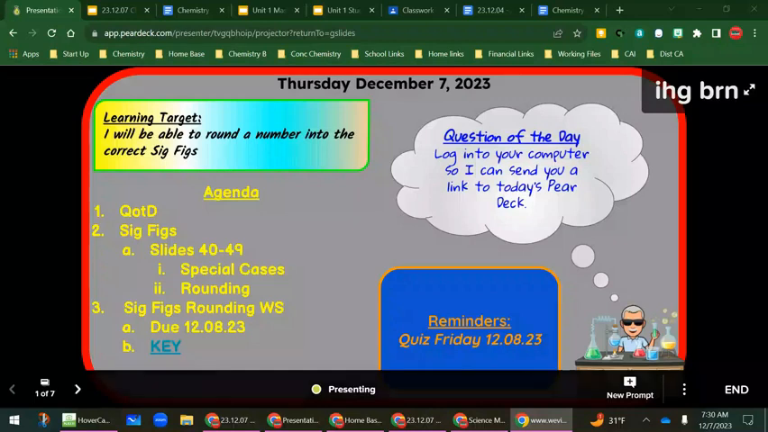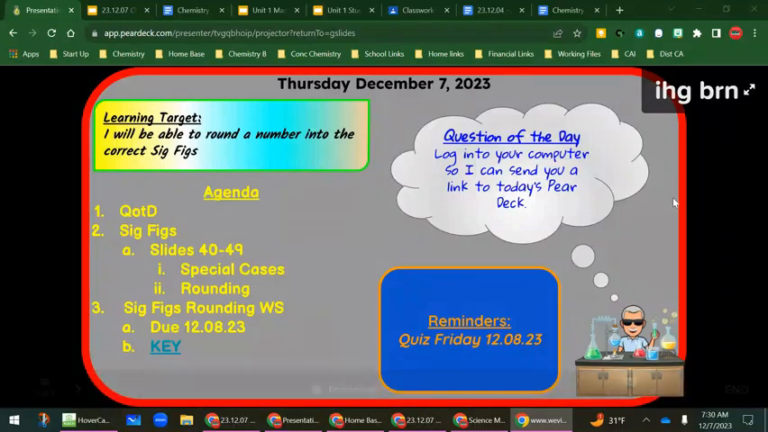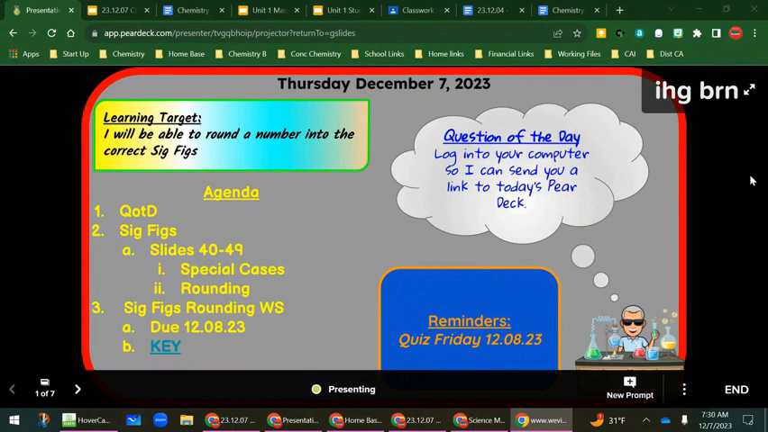Those ones at the end were a little bit more difficult. So we'll take a look at those, ladies and gentlemen. Then we got to do some rounding today with sig figs after we look at some special cases. And that'll get you ready for your quiz tomorrow.